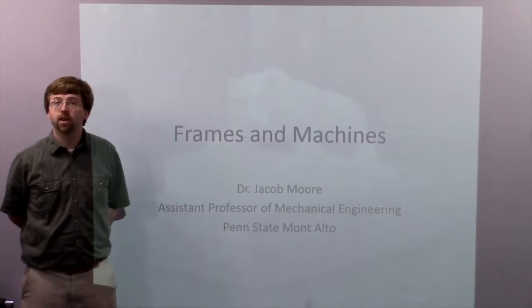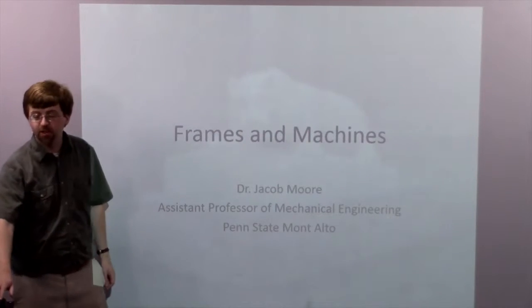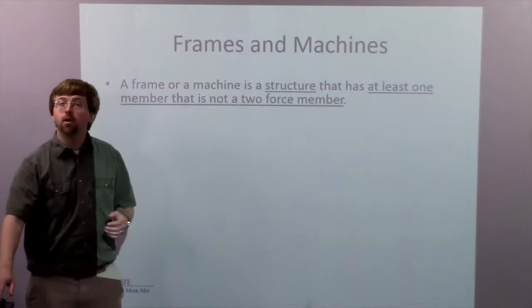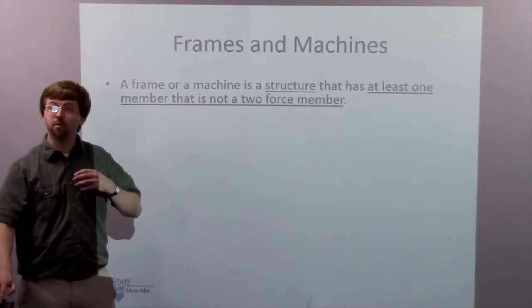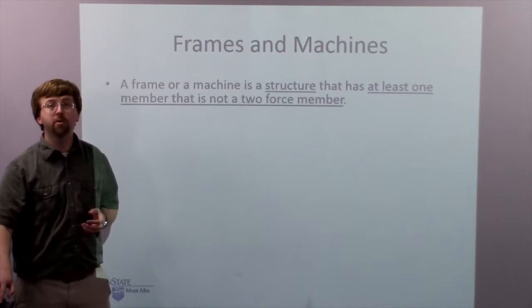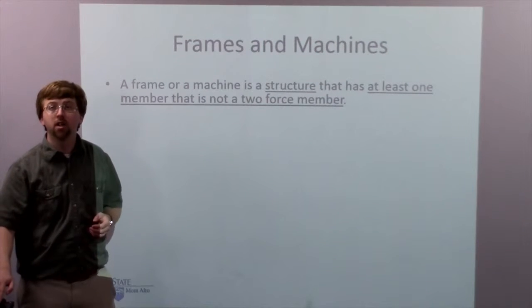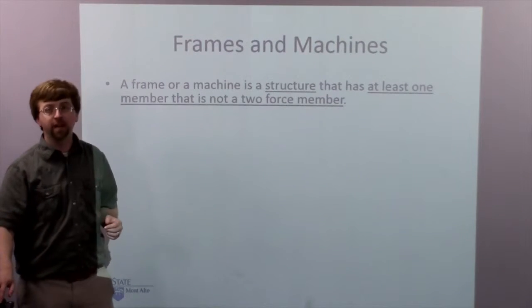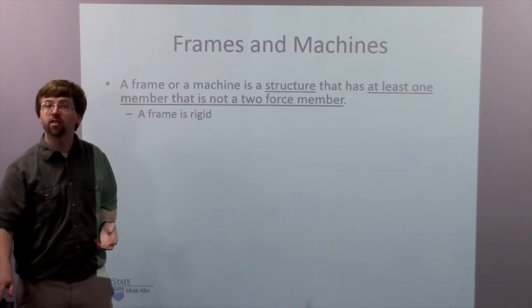Hello, for today's video lecture, we're going to be talking about frames and machines. A frame or a machine is any structure that has at least one member that is not a two-force member. All we need is just that one member to make it either a frame or a machine and not a truss.